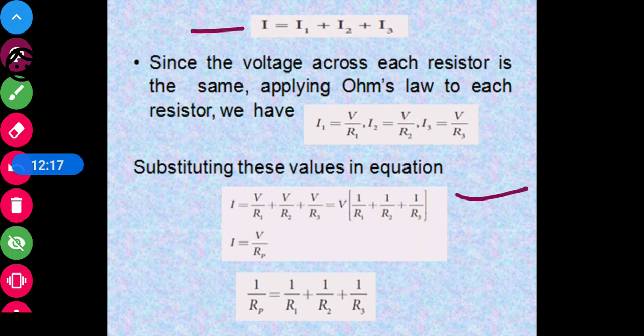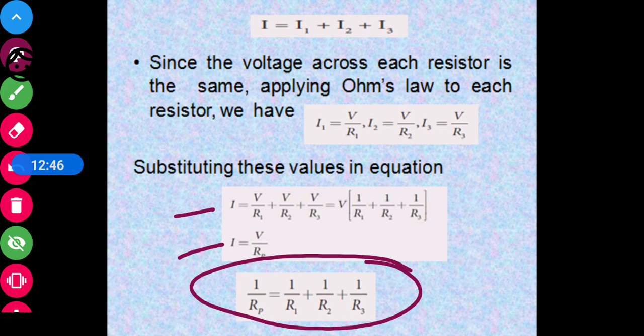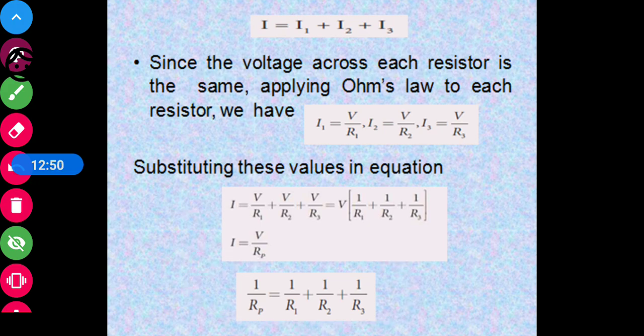So here I is equal to I1 plus I2 plus I3, and the voltage across each resistor is the same, so we can say that I1 is equal to V upon R1, I2 is V upon R2, and I3 is V upon R3. Substituting these values in this equation, we get I is equal to V upon R1 plus V upon R2 plus V upon R3, or also I is equal to V upon Rp. So by comparing these two, we get that 1 upon Rp is equal to 1 upon R1 plus 1 upon R2 plus 1 upon R3.